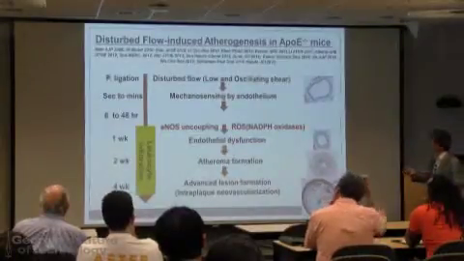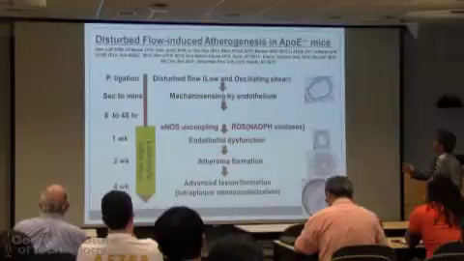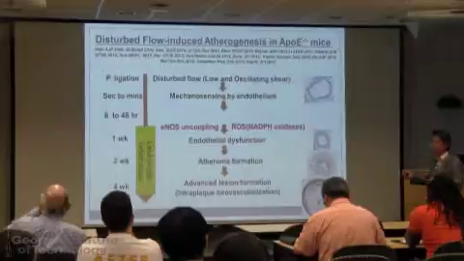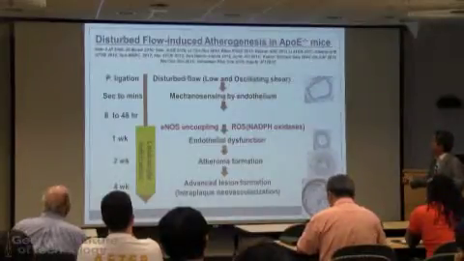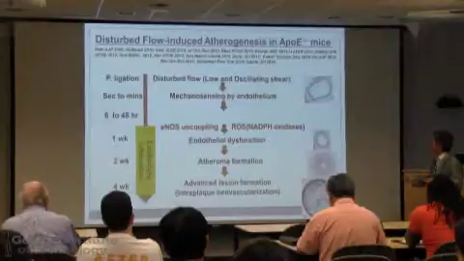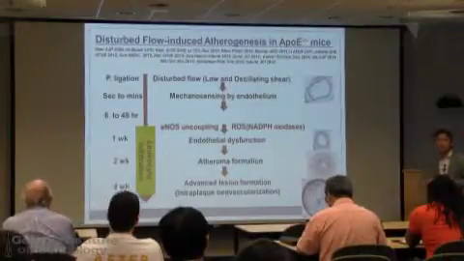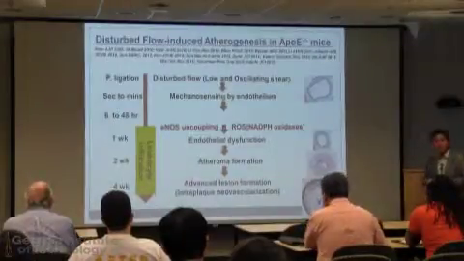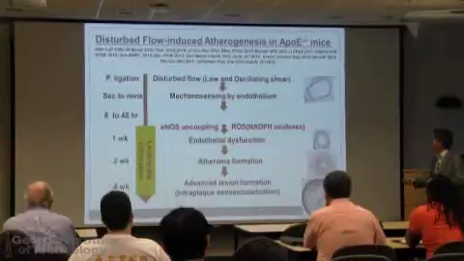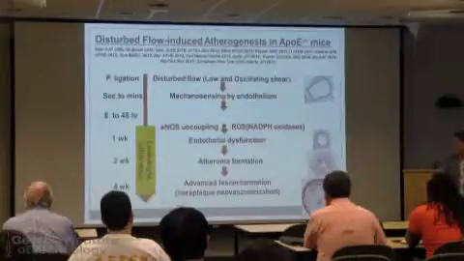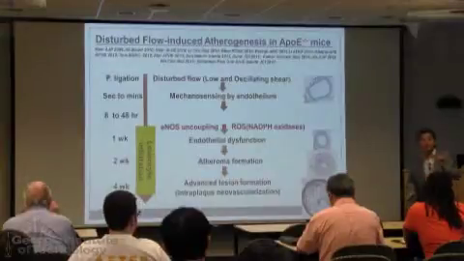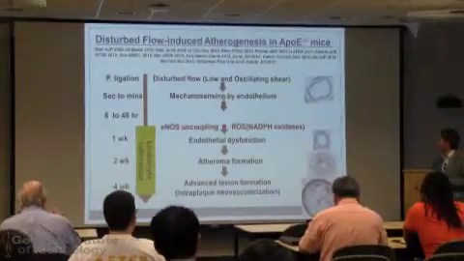This is a summary of many papers. As soon as we do the partial carotid ligation, flow disturbance occurs, and this is sensed by the endothelium. This then leads to eNOS uncoupling and activation of NADPH oxidases to produce reactive oxygen species. By 1 week, this leads to endothelial dysfunction. By 2 weeks, it induces atheroma formation, and by 1 month, we can see advanced lesions forming. And from about 4 days on, we can also see immune cells, leukocytes, infiltrating into the arterial wall.